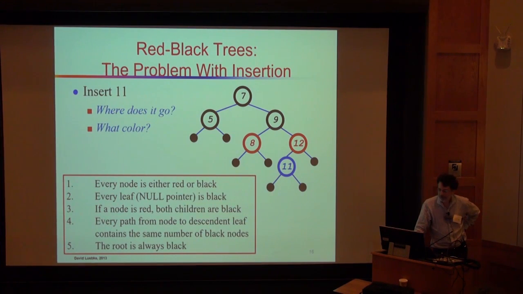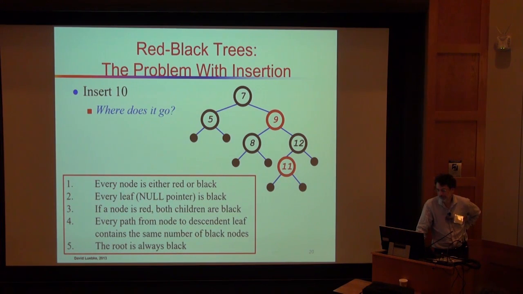Can't be black, because then the number of black nodes on the path to the leaf of 11 is 4, whereas the number of black nodes to the child of 5 is 3. That would unbalance the black nodes. It can't be red, because then we'd have 2 red nodes in a row. So we have to recolor. 12 will become black. 11 is now red. This is okay.